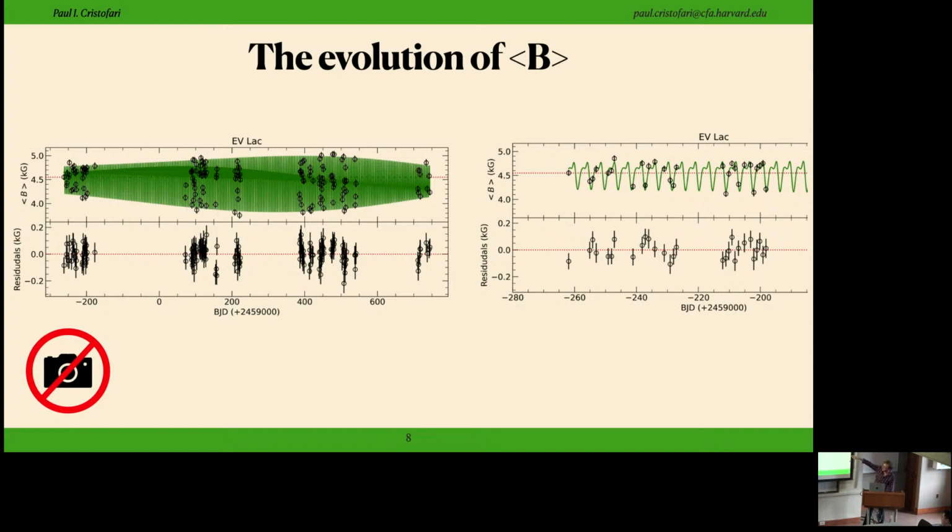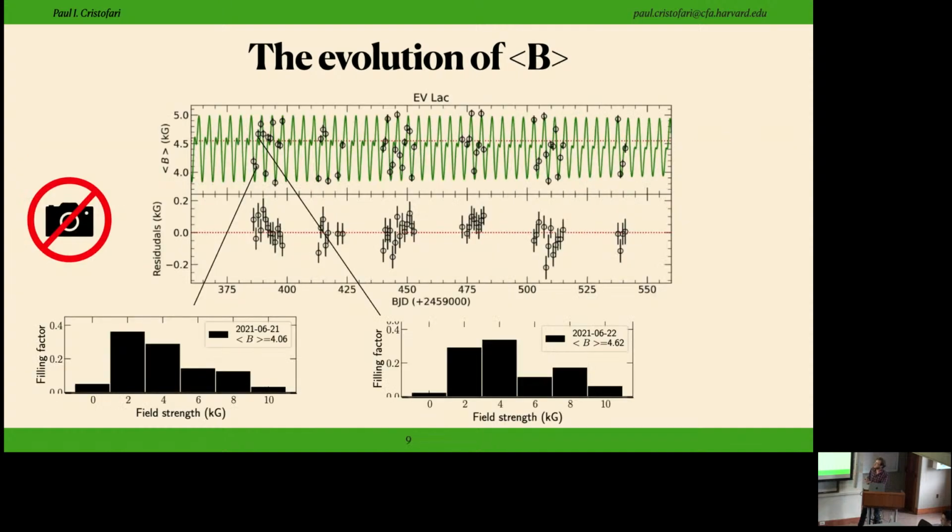And we see, for example, that for EV Lac here, we do have an increase in the amplitude of the signal at a certain epoch, in about 2021, if I remember correctly. And this can tell us that we have a change of the overall inhomogeneities at the surface of the star that would cause the variation in the magnetic field we measure with phase. And interestingly enough, we can actually go into much more detail and look at what is the distribution of the filling factors at different nights.